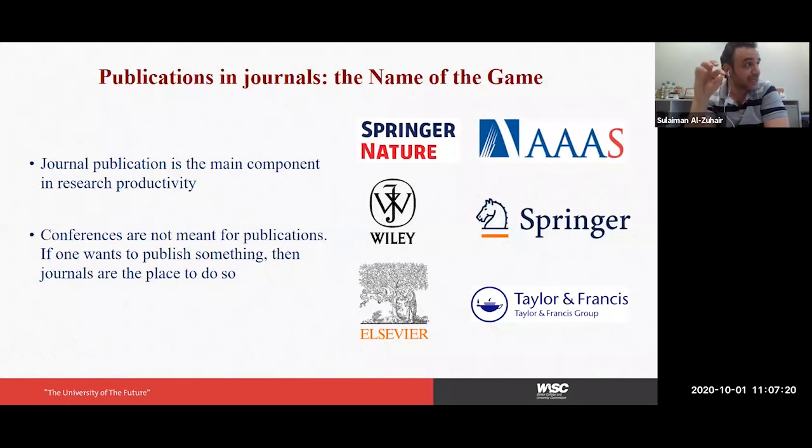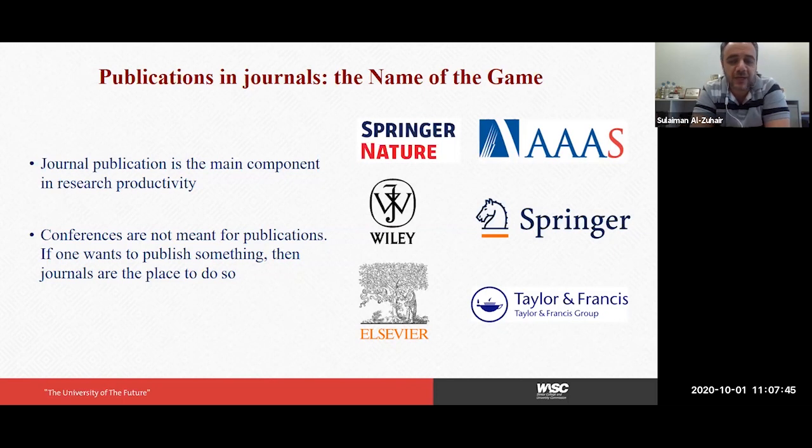I would like to stand for a few slides on this because I had this discussion with many people, and maybe my opinion may not be in agreement with everyone else in every other field, but I'm going to speak about my own opinion in my field and what I believe is right. In my opinion, conferences are not meant for publication. If one wants to publish something, then journals are the place to do so.